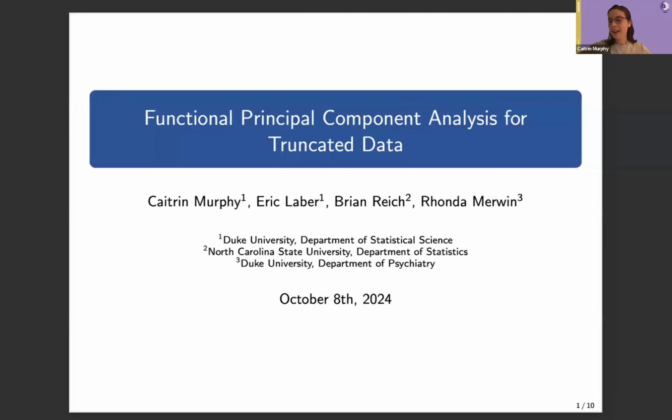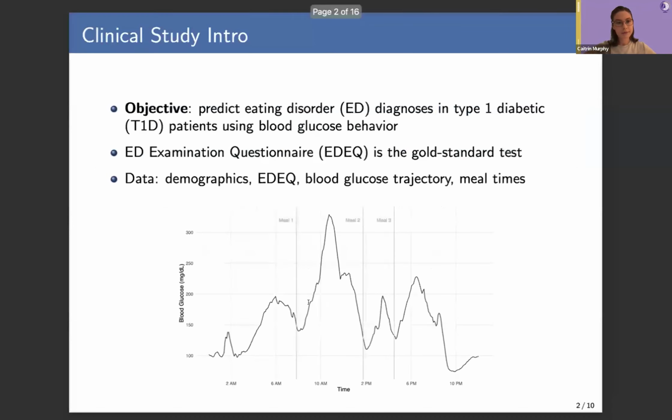Hi, everyone. Today, I'm going to be talking about some methodology development and also an application in functional principal component analysis in the case where the functional trajectories are actually truncated because of a device they're measured on. And this is joint work with Eric Laber, Brian Reich, and Rhonda Merwin.